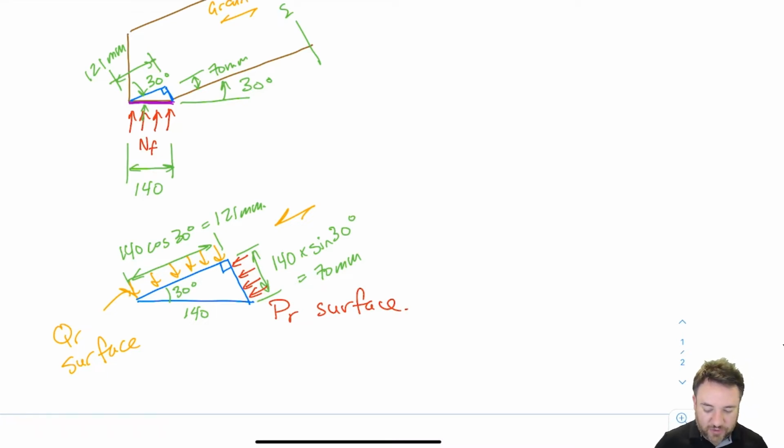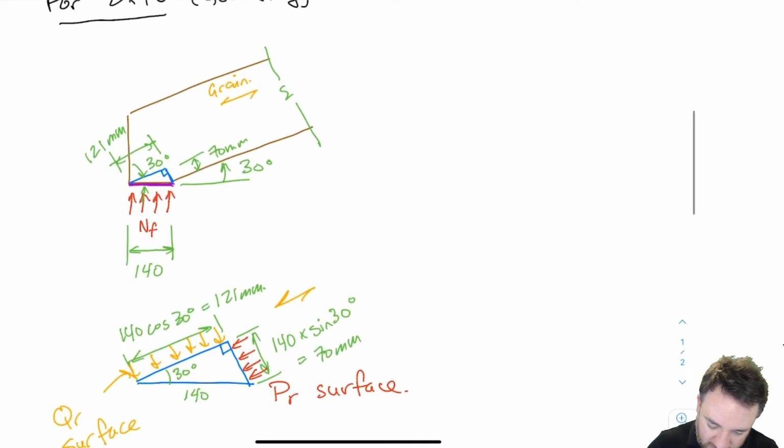What's the area of those surfaces? It's 70 times the thickness of the member, which in this case is 38. So this is a 38 by, what was it, 235 member. So it's 38 in the plane, and then 70 for the PR, and then I should do it the other way, 121 for the QR. So it's 121 times 38 and 70 times 38 on this side. Okay, so now we have those areas.